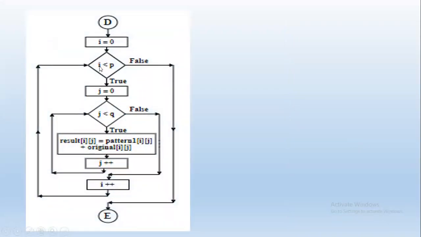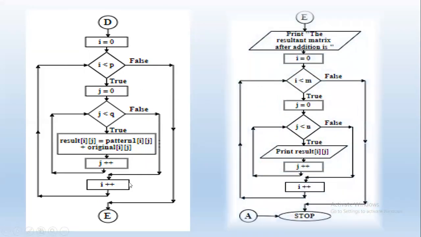Now again, the condition may be I less than P, or here we may give I less than M also. J less than Q can be changed to J less than N also. Here we are adding them, right? So this part of the code is to add pattern 1 values with original corresponding values and store to result ij. Next step, we are printing the resultant matrix. So E connector continues here. We are printing resultant matrix.